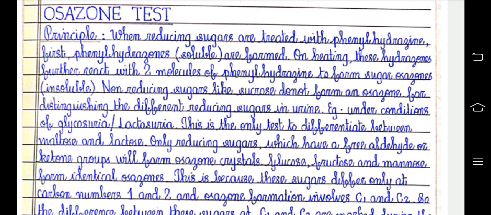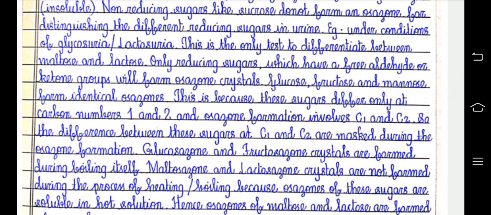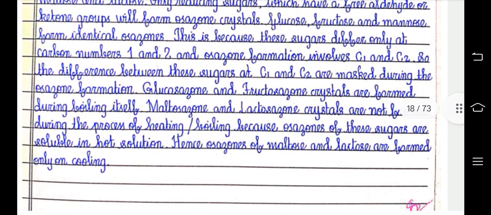So glucose, fructose and mannose form identical osazone. This is because these sugars differ only at carbon number 1 and 2, and osazone formation involves C1 and C2. So the difference between these sugars at C1 and C2 is masked during osazone formation. Glucosazone and fructosazone crystals are formed during boiling itself. Maltosazone and lactosazone crystals are not formed during heating or boiling because the osazones of these sugars are soluble in hot solution.